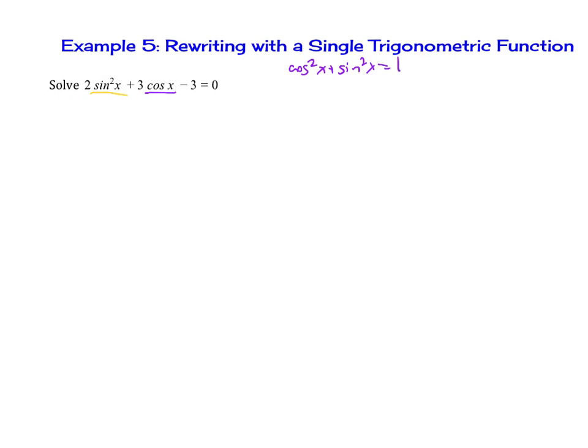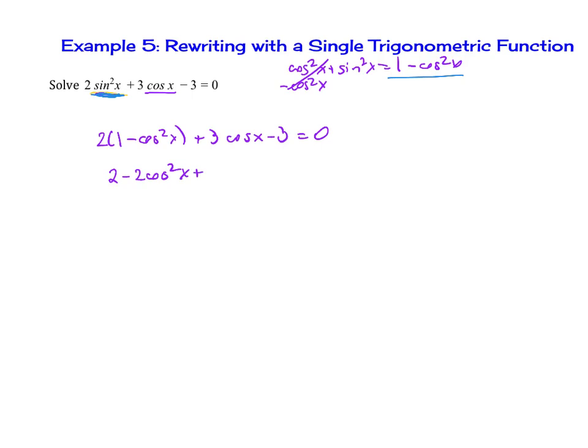I'm going to change it to cosine, so sine squared. I'm going to subtract cosine squared of x from both sides, so I can replace the sine with cosine. So I'm going to replace sine squared of x with 1 minus cosine squared of x. So this is now 2 times 1 minus cosine squared of x plus 3 cosine of x minus 3 equals 0. Then you simplify: 2 minus 2 cosine squared of x plus 3 cosine of x minus 3 equals 0.